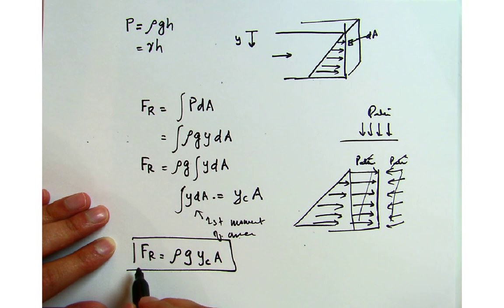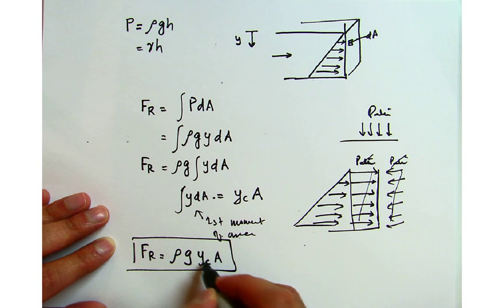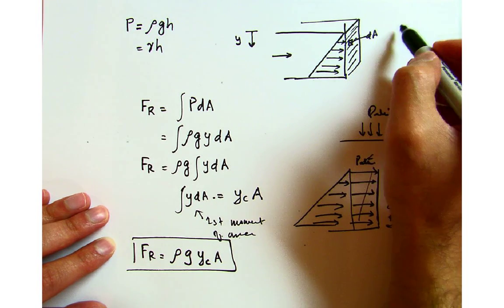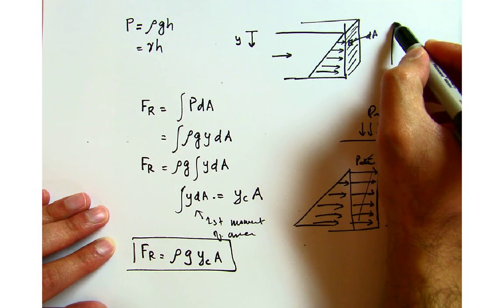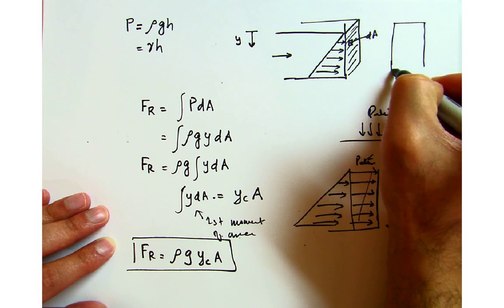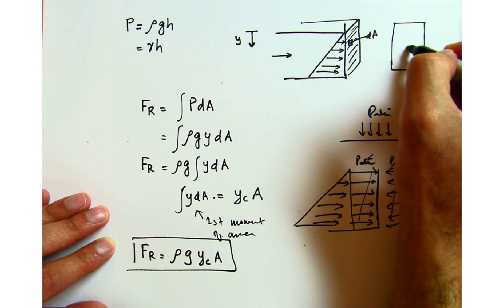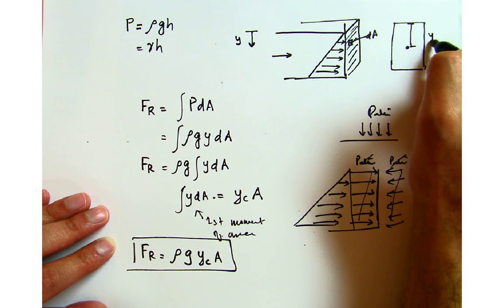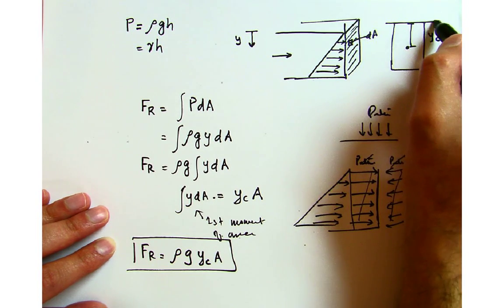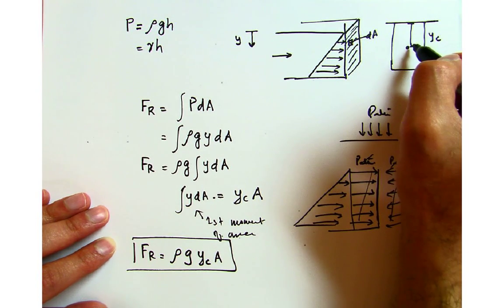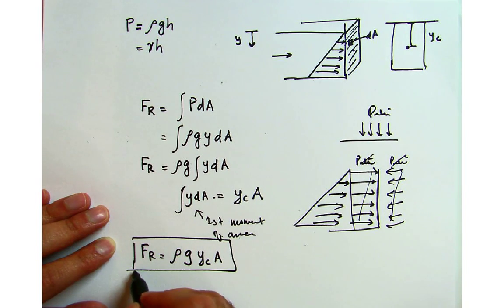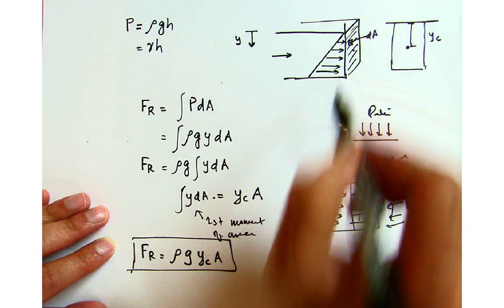So this is the magnitude of the resultant force. This is the surface that we are looking at. If I'm looking at it from this side view, and we have a rectangular shape, this is yC. So the distance from the top of the liquid surface to the center of this geometry is yC, and that will be the force exerted by the fluid.